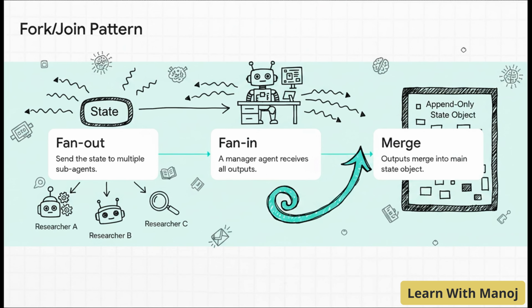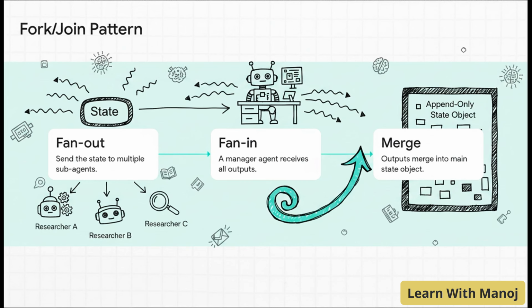Now let's see how this builds our understanding of state management in action. This is the parallel state, often called the fork and join pattern. Imagine you ask an AI to write a comprehensive market report. Instead of doing it sequentially, one step at a time, the state is forked or fanned out to 3 different subagents.